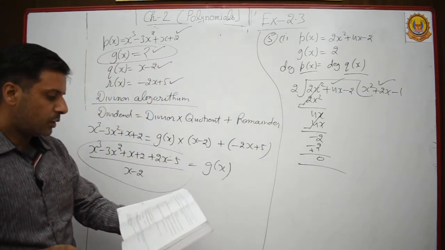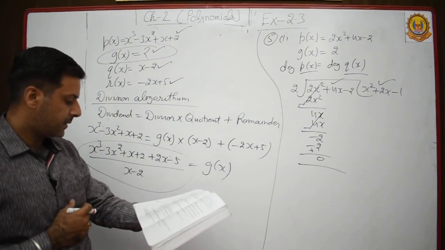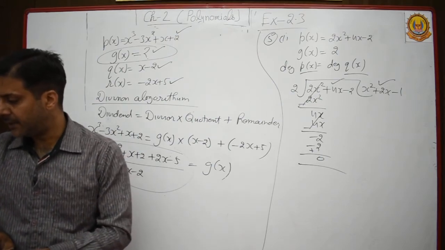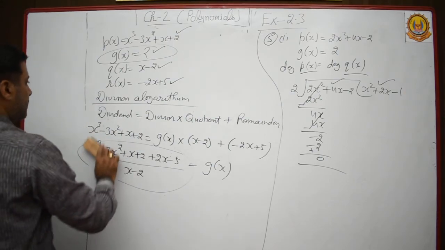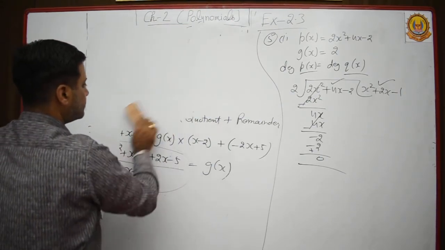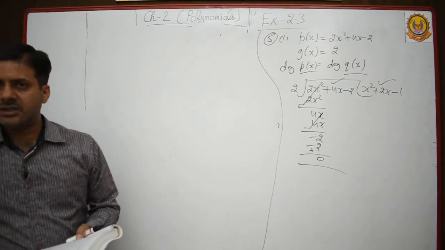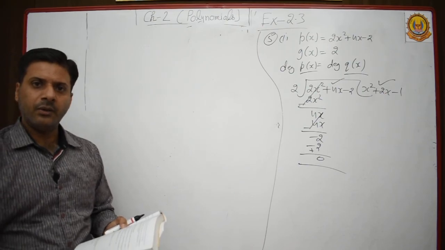Now the last exercise is the optional exercise. In this exercise, the first and second questions I have already told you, and look at question number 3. This question number 3 I am going to tell you in the next part.